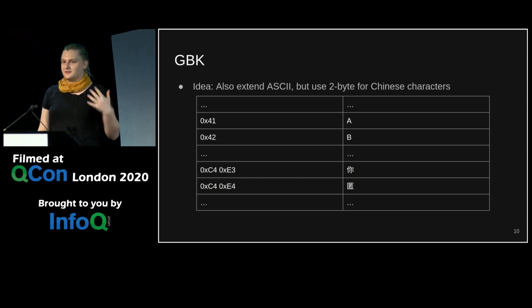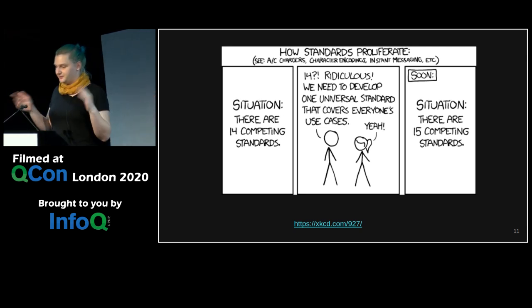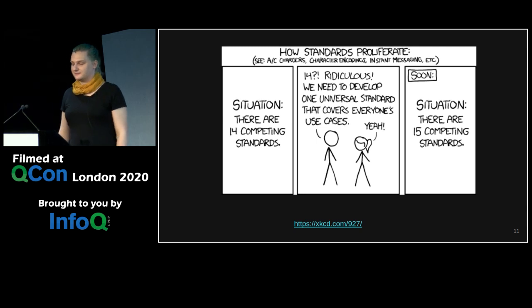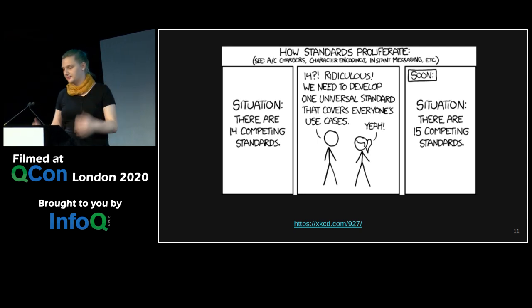But yeah, basically the situation that one ended up with was that there are hundreds of character encodings out there, which is not an exaggeration actually. And so let's work on something that works for everybody. Well, this XKCD comic is obviously somewhat sarcastic, but for character encodings that actually worked.